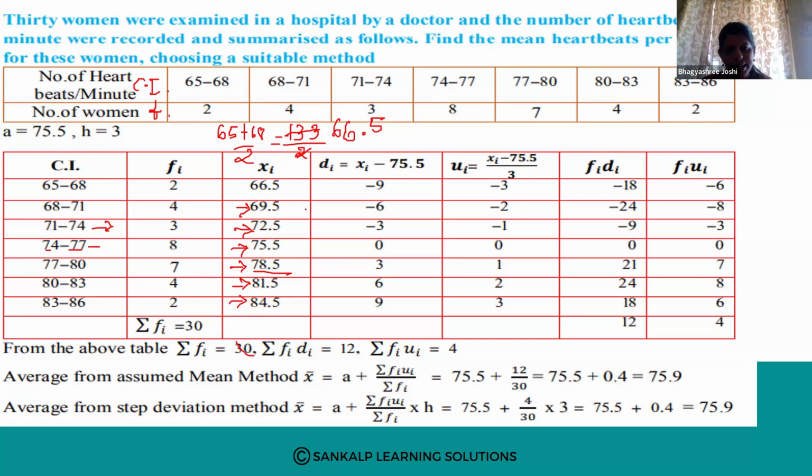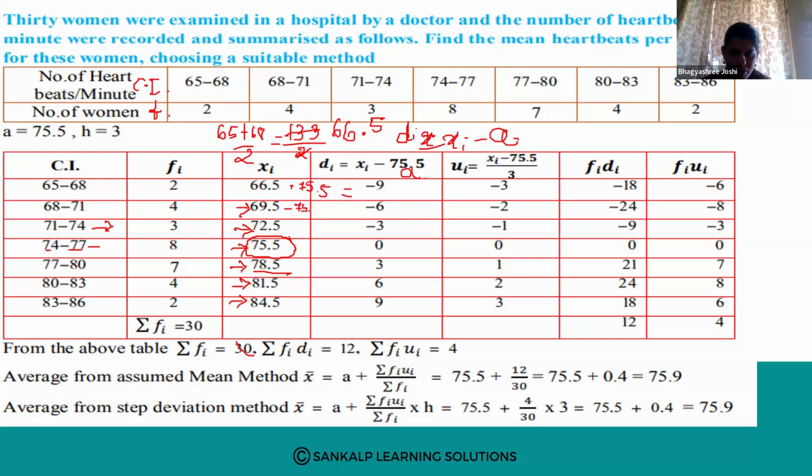Okay. Now, we'll calculate Di. Di can be calculated as Xi minus A. So here there are 1, 2, 3, 4, 5, 6, 7 entries, that means 7 data are there. So we'll take the middle value. Middle value is 75.5. That is the assumed mean here. A value is 75.5. So 66.5 minus 75.5 is equal to minus 9.